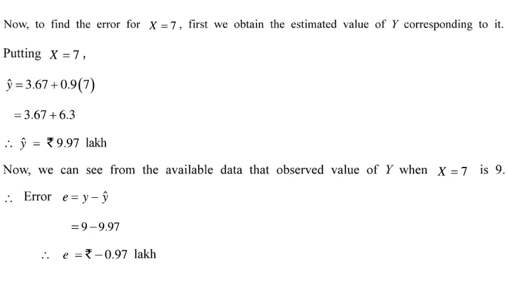So this is how you find the error. First you estimate the observation and then you find the difference of it from the original observation. That way you can find the error.